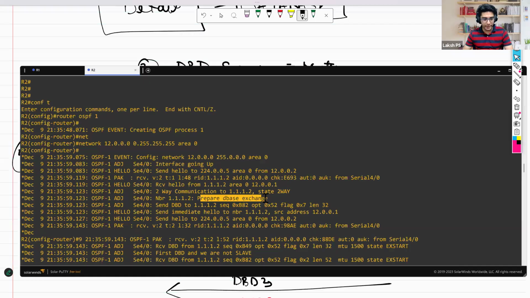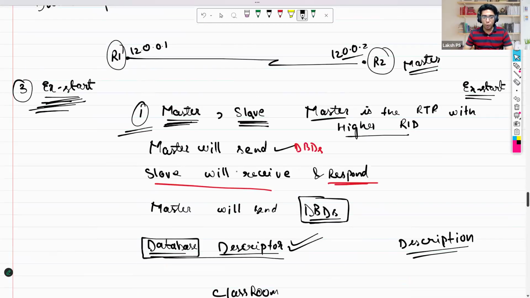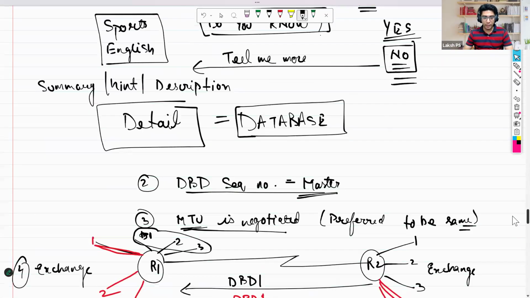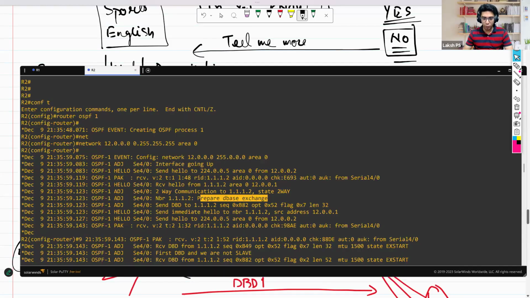1.1.1.2 is preparing the database exchange. Okay. And what are the other parameters that are negotiated in the ExStart state? Who will become the master? Who will become the slave? Then what is the DBD sequence number and what is the MTU? These three parameters are exchanged, and we will see that over here.